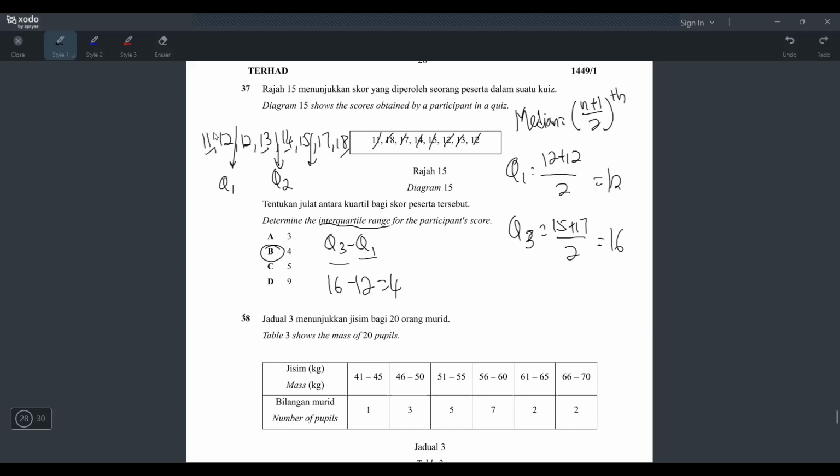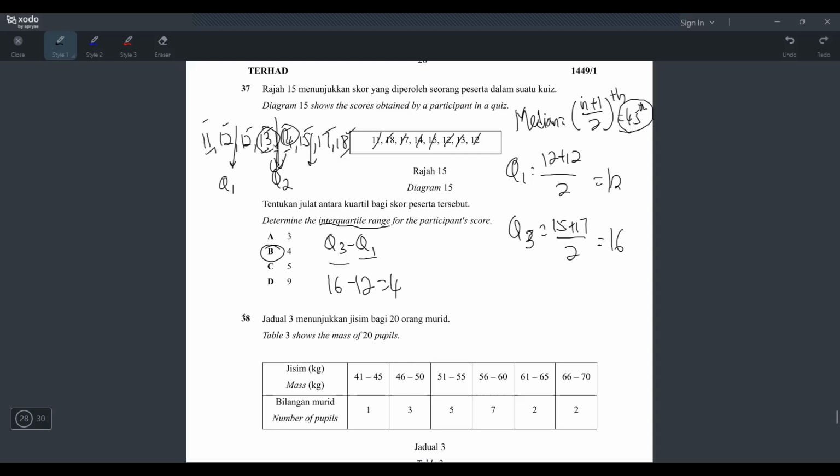So for example, this one got how many numbers? 1, 2, 3, 4, 5, 6, 7, 8. So 8 numbers means your n is 8. So what is 8 plus 1? 9. 9 divide 2, 4.5. It doesn't mean your median is 4.5. It just means that your median is at the 4.5th position. It means we will count 1, 2, 3, 4, 5, and then 4 and 5's middle. That's your median, right?